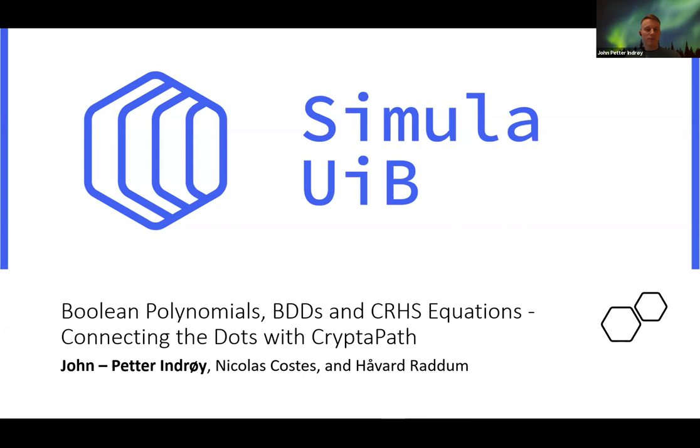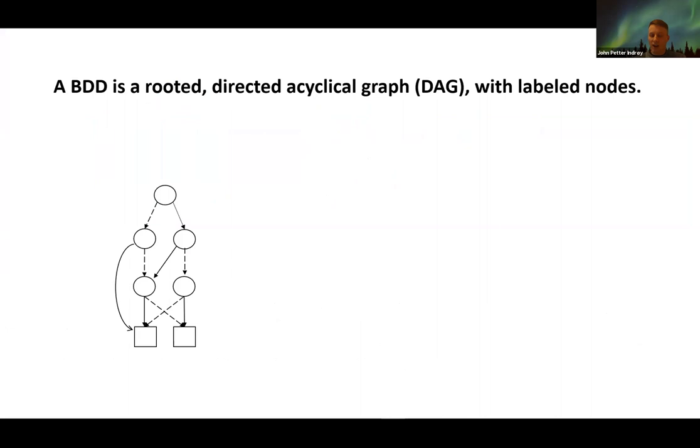A binary decision diagram is a rooted directed acyclic graph with labeled nodes. It has 0 and 1 terminal nodes and decision nodes, which are labeled with variables. Each edge has the value 0 or 1, and choosing an edge out of a node is the same as assigning that value to the associated variable.